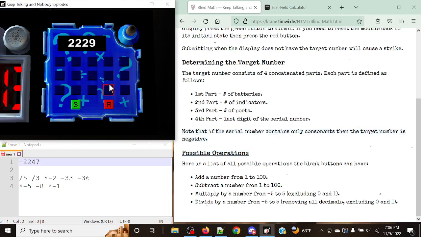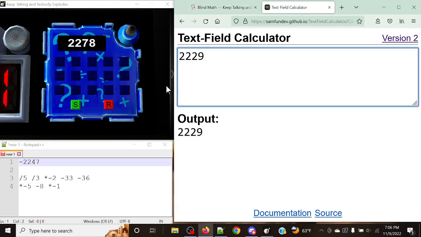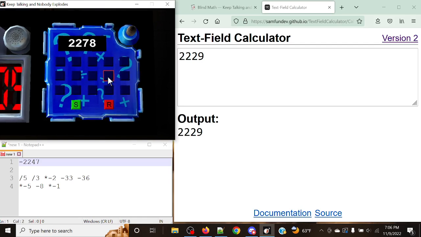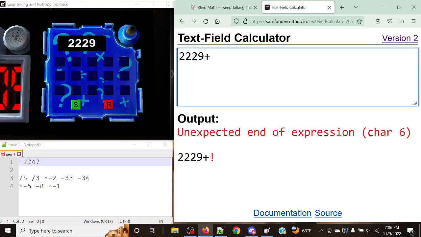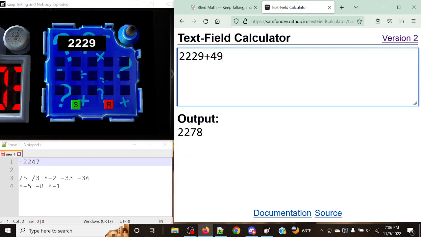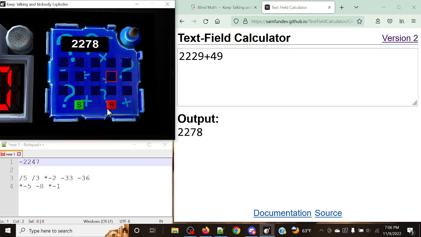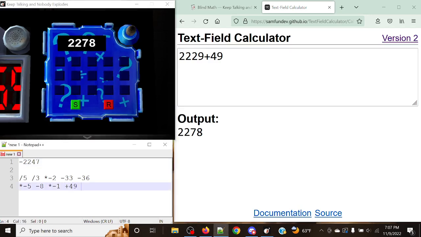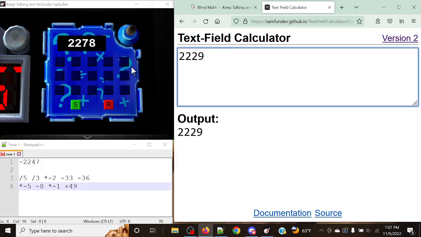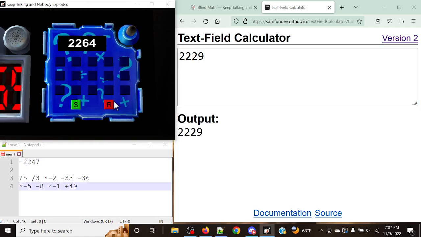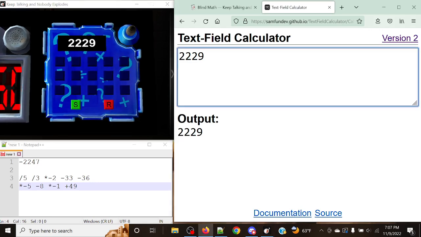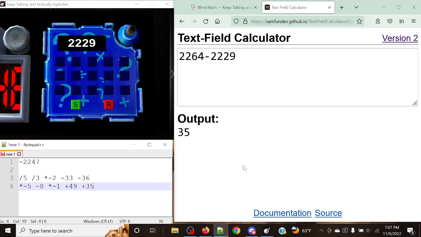And let's continue on. So this appears to be an addition problem. This appears to be addition. So 229 and 2278. I believe it's 49? Yes, 49. So we're going to be adding 49. Okay, perfect. Okay, so from this position, we're going to 64. 2264 minus that. We're adding 35 to this. Add 35.